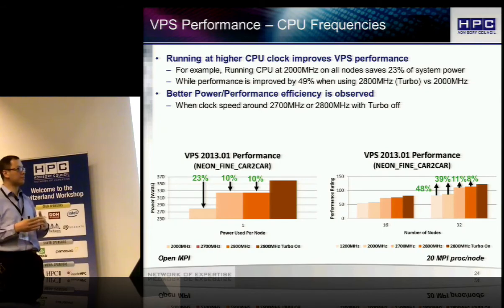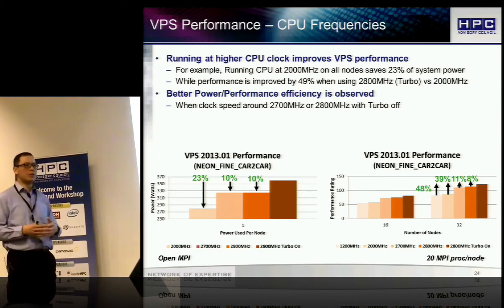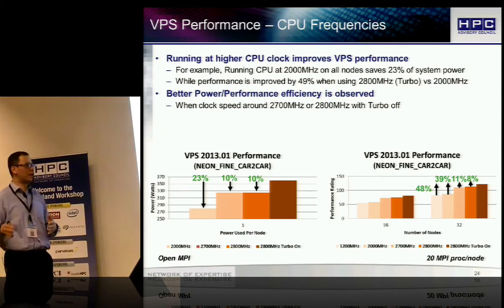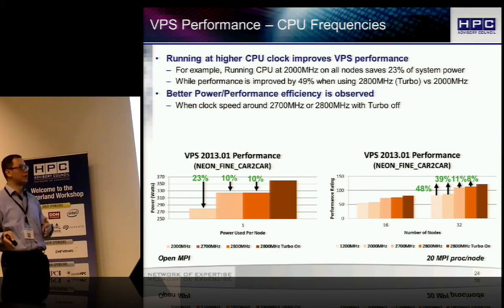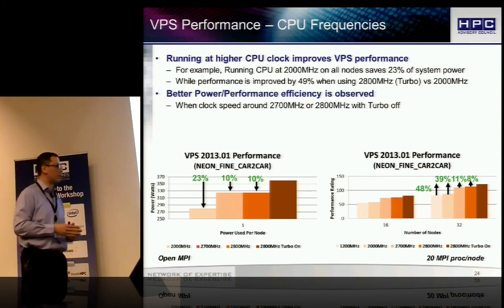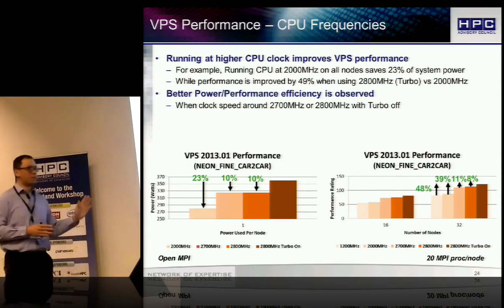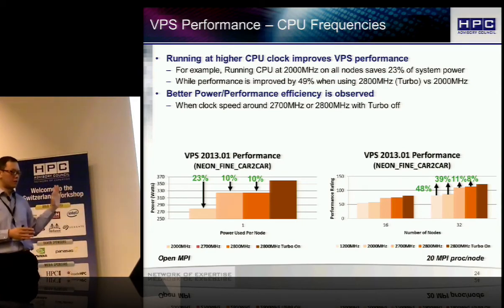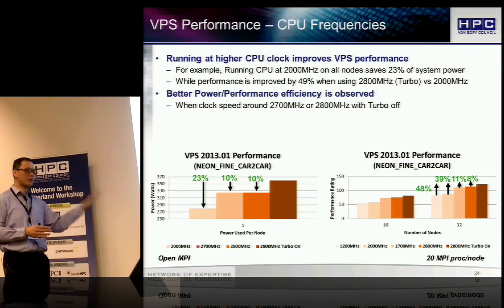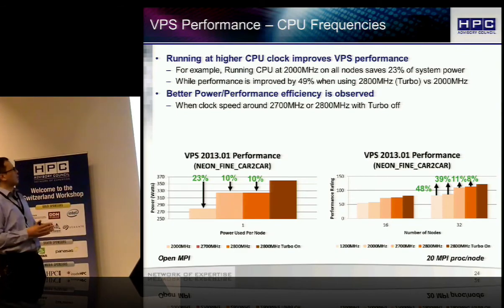The default is always 2.8 gigahertz with turbo mode on. That's my baseline. That's the darkest bar on the right-hand side. That's supposedly the default, the normal case that I've been running throughout all my slides. I'm doing the rest of the different CPU frequencies only for this slide right here. So this is what I'm comparing.